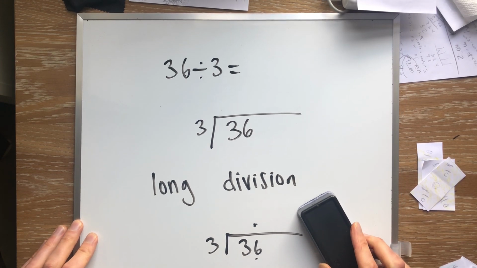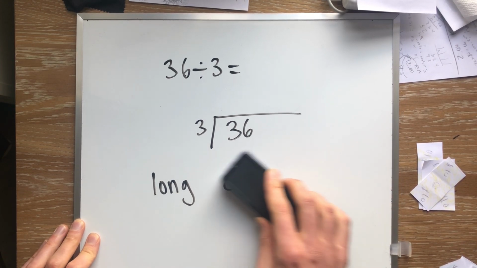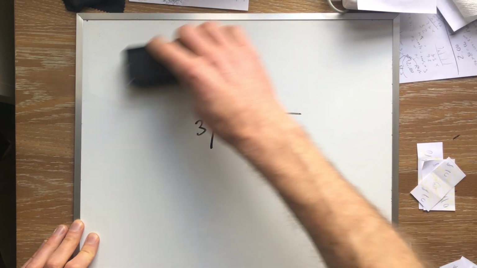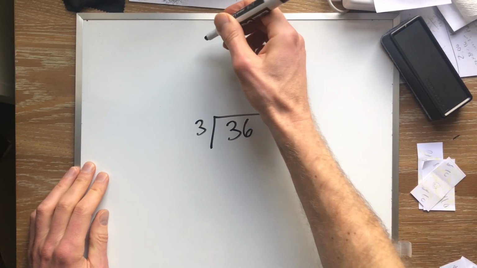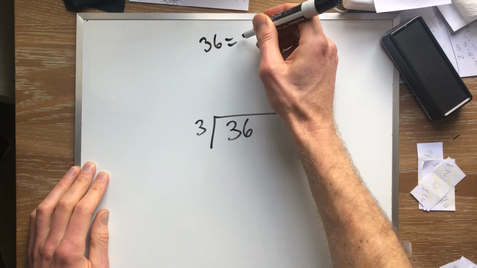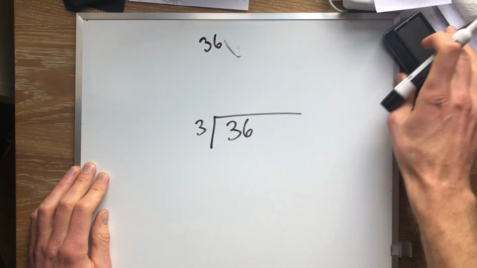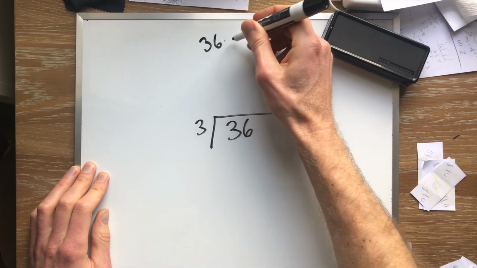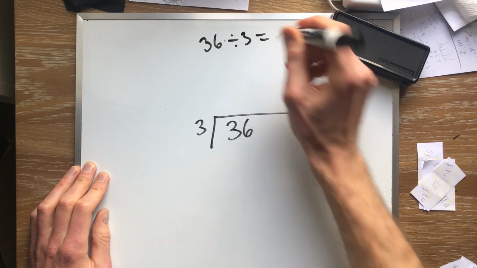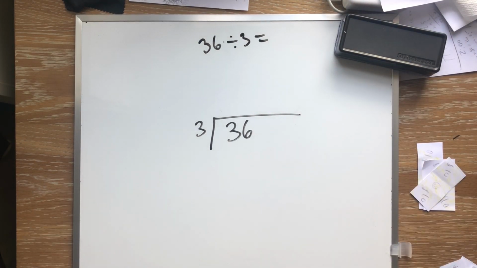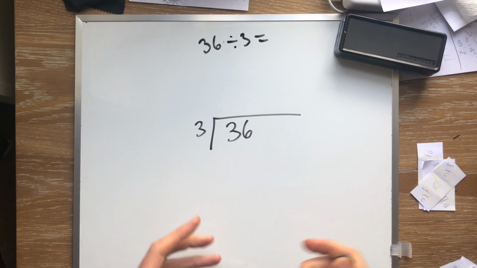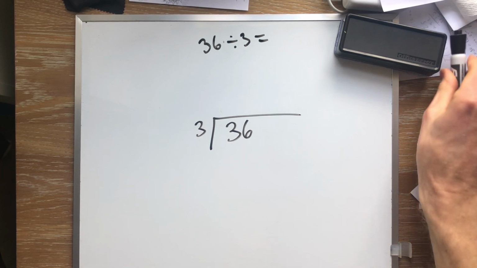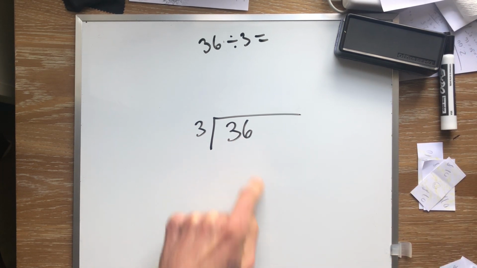So let's think about it. So what if we have a problem like that? 36 divided by 3. I'll leave it up here too. What is it? So think of it like this, my friends. We need to divide up 36 things into 3 piles. So we have the 10 spot and the 1 spot.